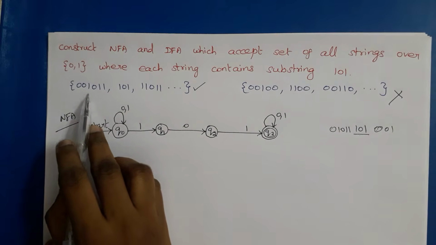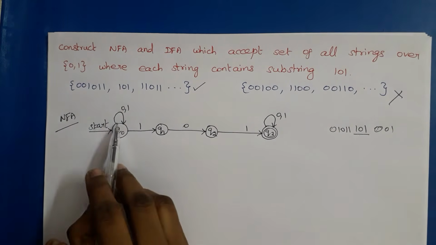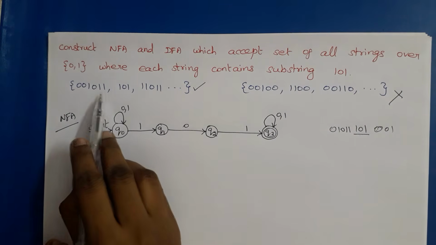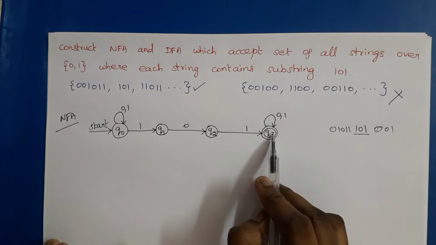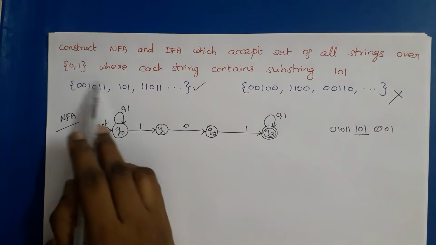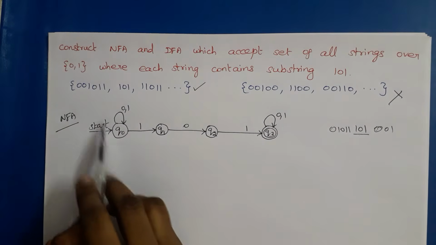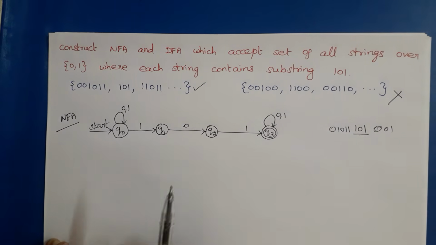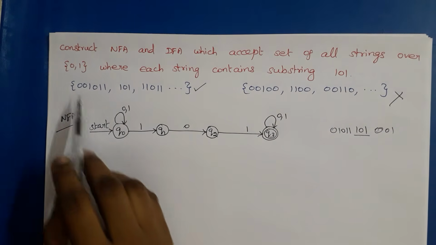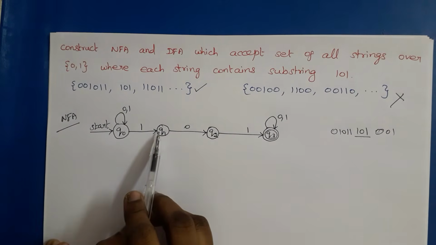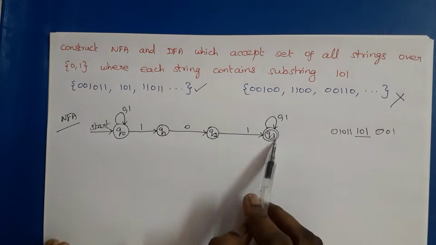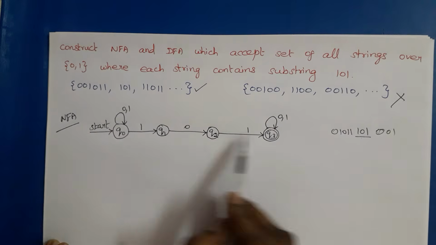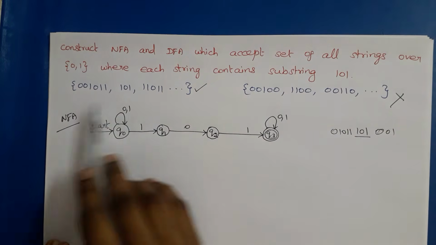Now we can check whether the first input string is accepted by this NFA or not. Take 001011: 00101, and for the last one it remains in the same state, and for all the input symbols it can remain in the same state. But at least in one way it has to reach the final state, that is what makes it an NFA. So 001011 can reach the final state. Similarly 11011, so these strings are accepted.